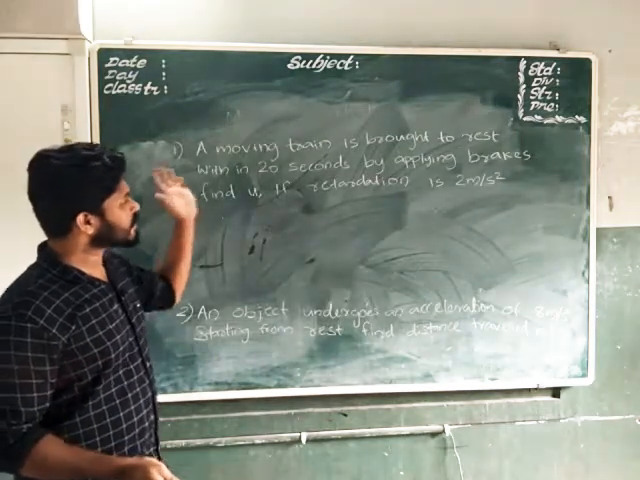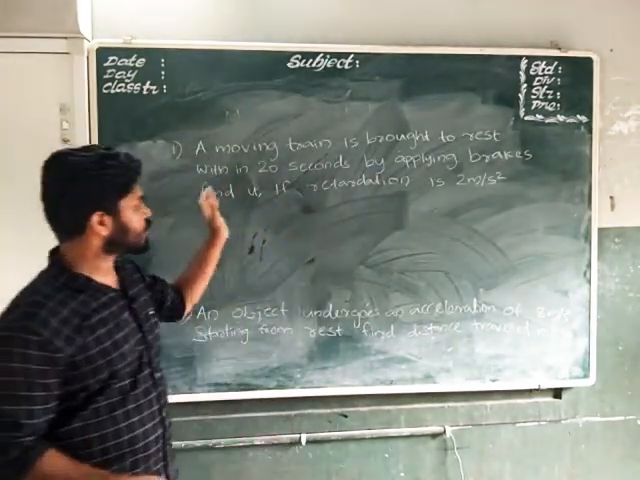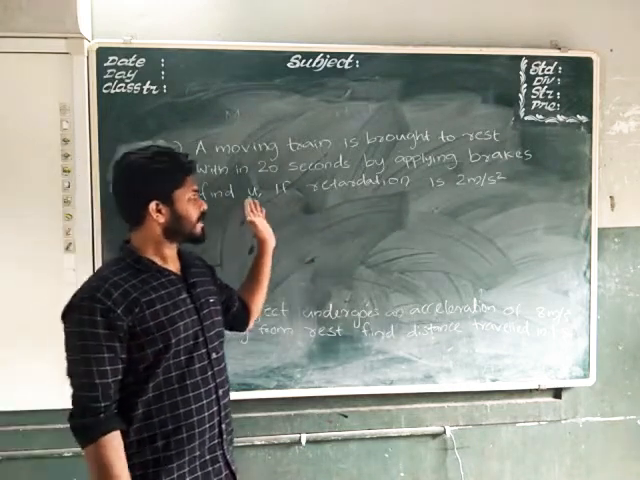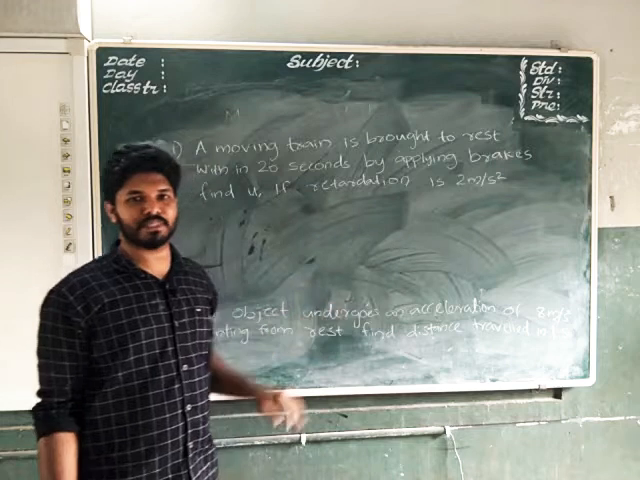A moving train is brought to rest within 20 seconds by applying brakes. Find initial velocity if retardation is 2 meter per second square.